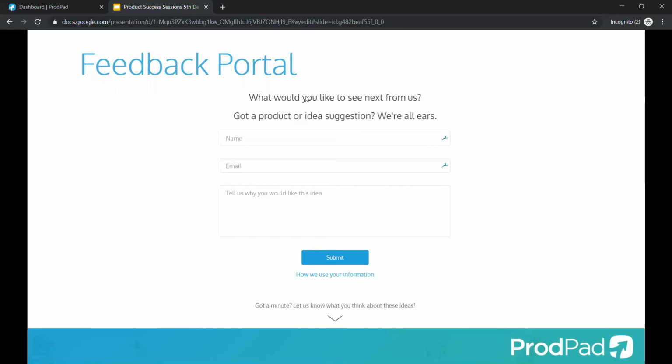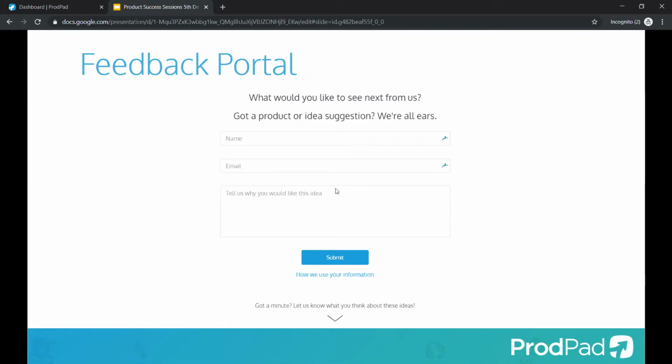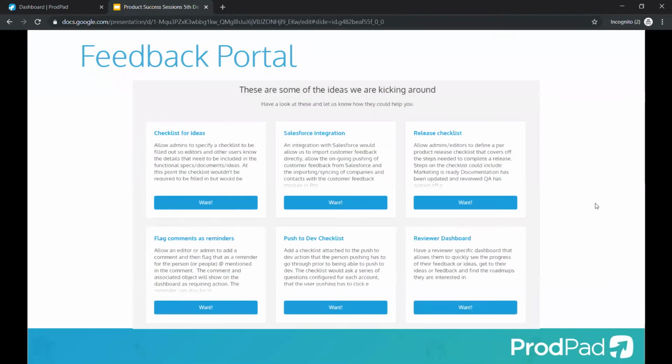You can tweak the text. This is an example from our own feedback portal, where we ask, what would you like to see next from us? But if you had different terminology around feedback, or wanted to use it for a specific product, you can set out the text as you'd like, collect their name and email, and then gather that feedback.